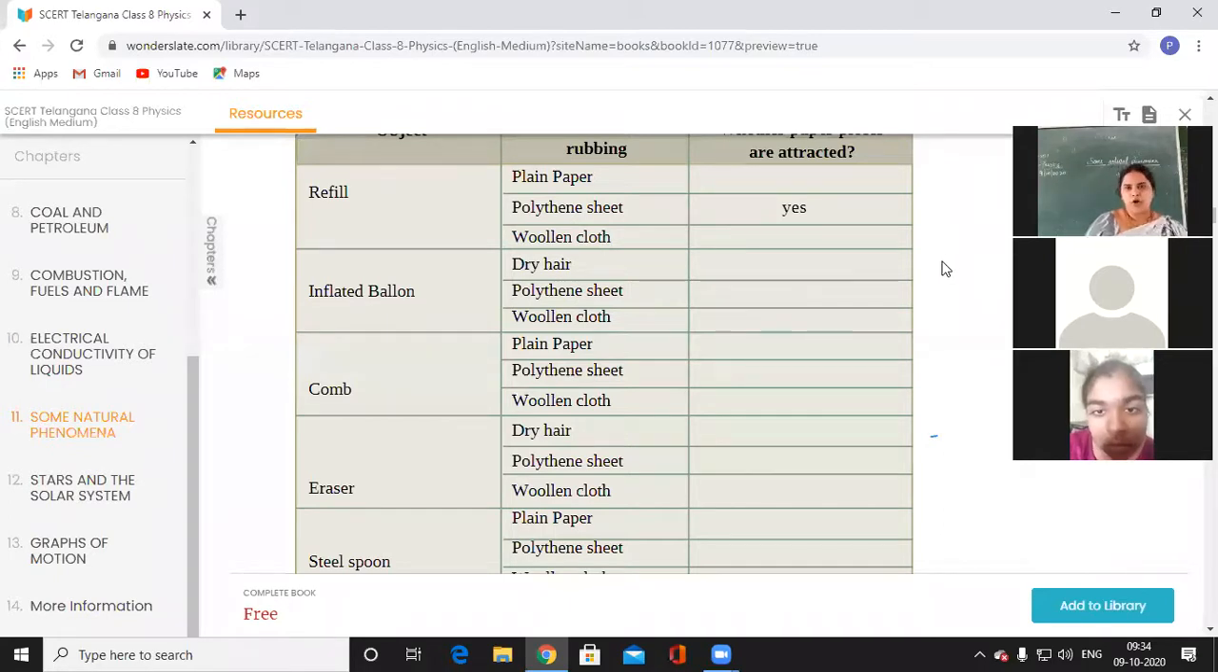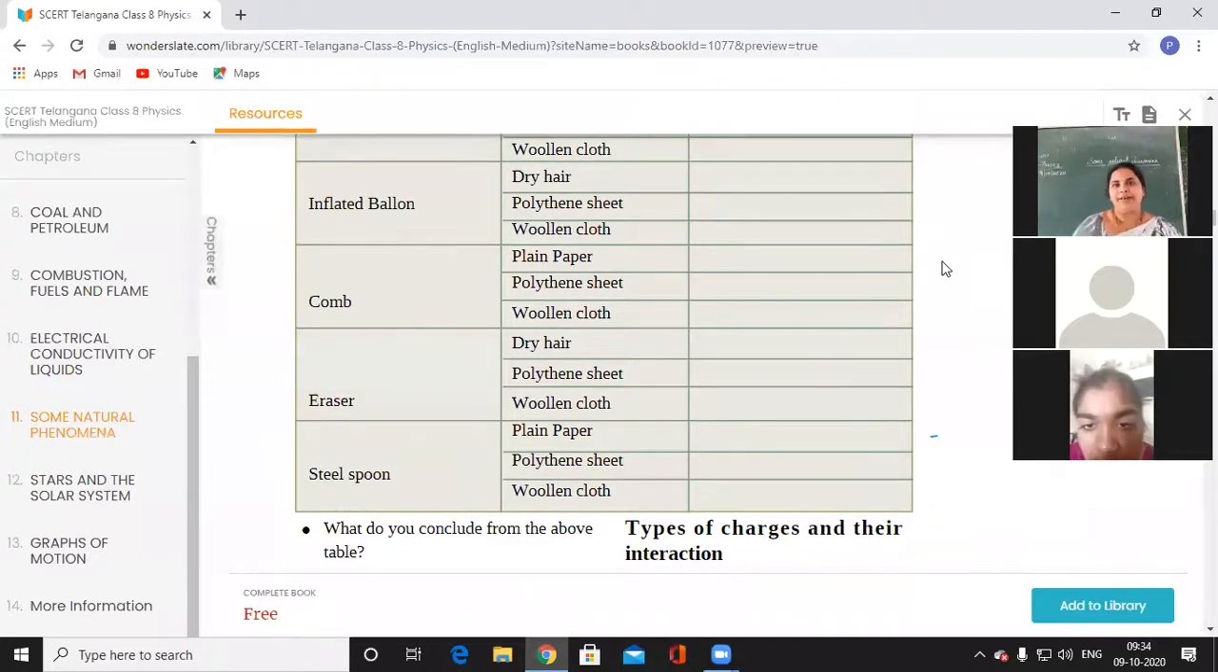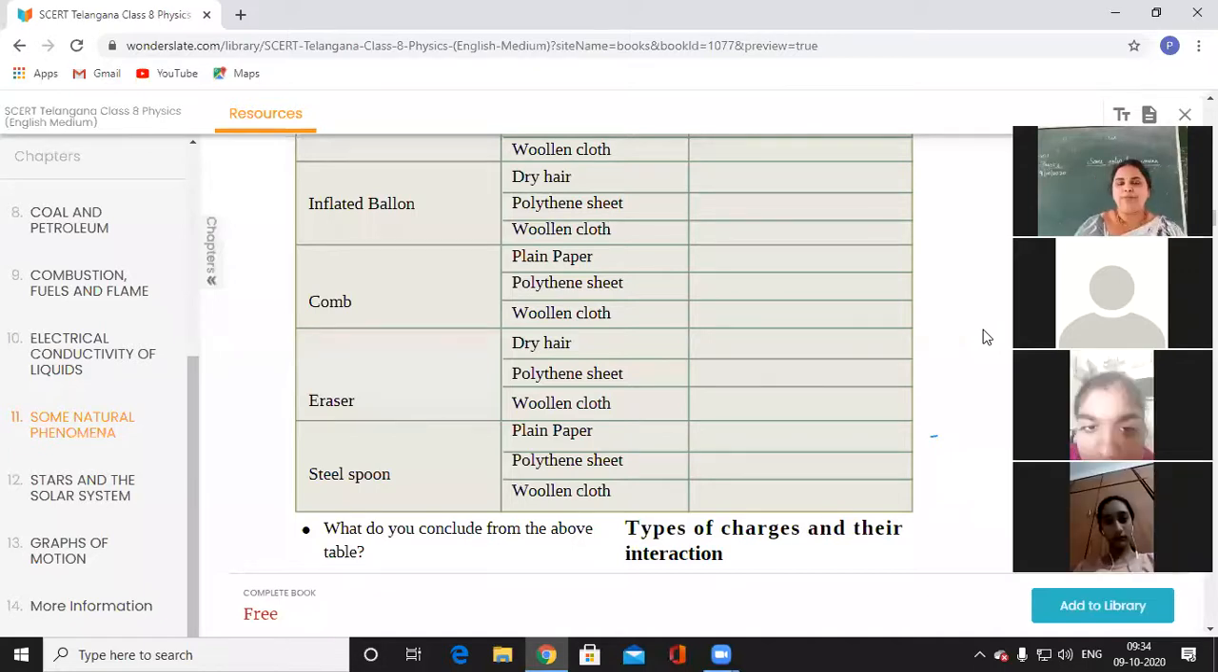Next comes the comb. After rubbing the comb with plain paper, does it attract the pieces of paper? No. The answer is no. Why? Because the comb does not get charged up. Next, after rubbing the comb with polythene sheet, does it attract pieces of paper? The answer is yes. It attracts the pieces of paper. Next, after rubbing the comb with woolen cloth, does the comb attract pieces of paper? The answer is yes. It attracts the pieces of paper. And the next material is eraser, the eraser which you use to erase whatever you have written with the pencil.